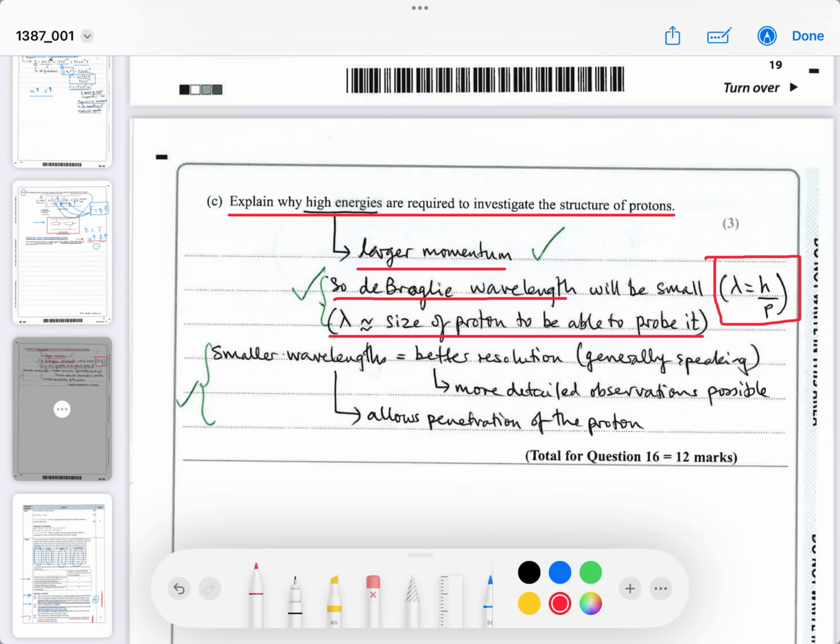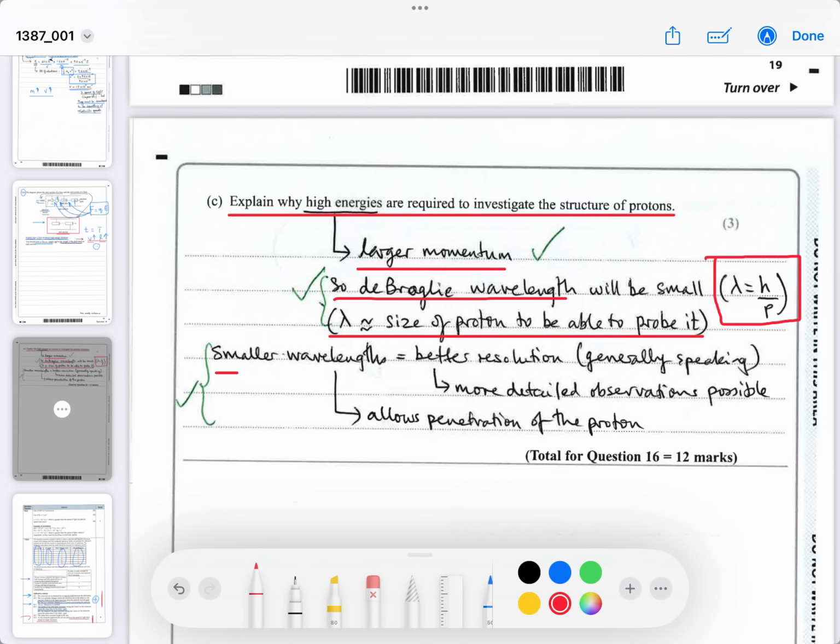So if the wavelength isn't small enough, it basically will not be able to penetrate it because it will bounce back. It will just not be able to get through the gaps. So if you think of the wavelength as the size of the probing instrumentation, then it must be very small. It must be roughly the size of the proton to be able to probe it. And that's the same with any wave. If you have a wave, for example, diffraction, the wave and the obstacle, in this case the proton, must be roughly of the same order of magnitude.